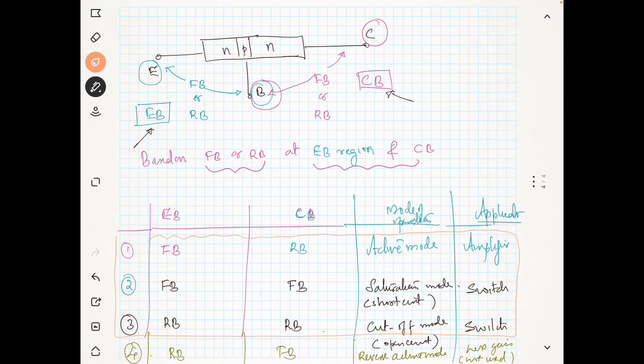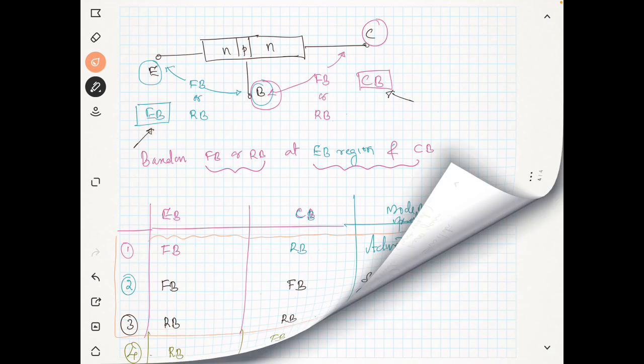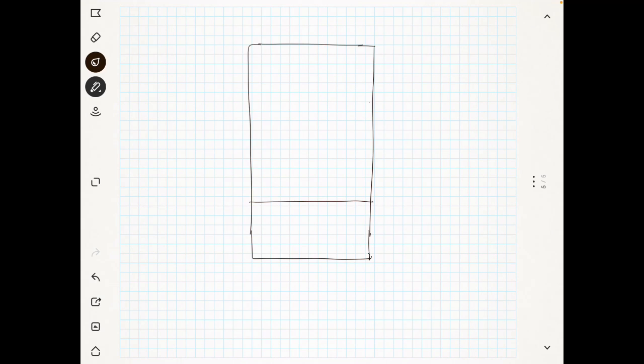So, what are the different modes of operation of the transistor? Now what I want to tell you is, first of all, what is the working of a transistor? A transistor has three regions, I told you. So first of all, I will draw the three regions of a transistor. I have an emitter. This is the connection for the emitter.